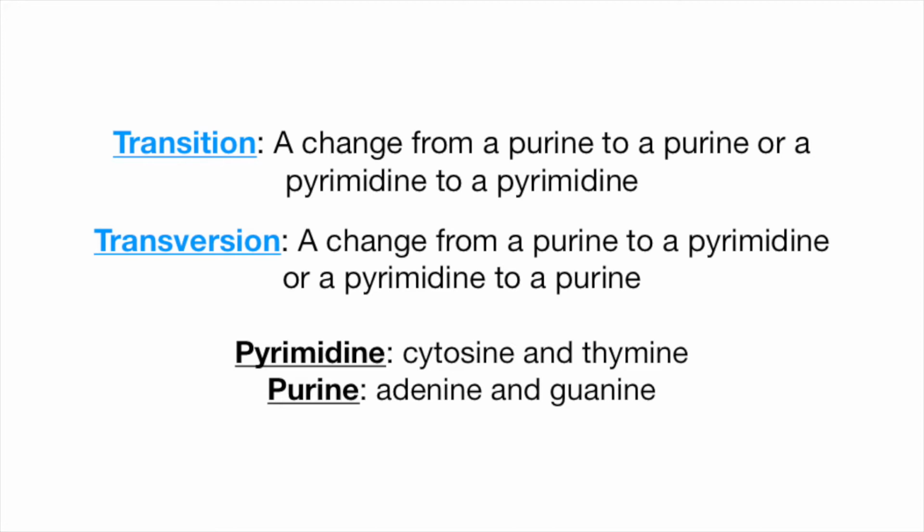A transition is a mutation where the bases change from a purine to the other purine, or from a pyrimidine to the other pyrimidine. A transversion is a mutation when a purine base changes to a pyrimidine base, or when a pyrimidine base changes to a purine base.